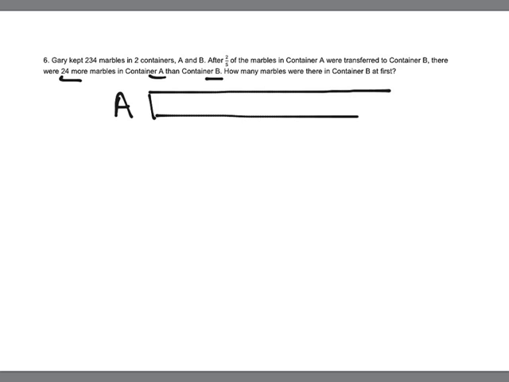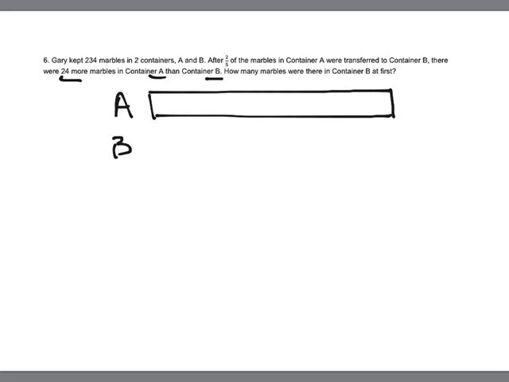In this case, this is a before and after kind of question. Before, we can't draw the model because we don't know which container has got more marbles. But after the transfer, I know that container A has 24 more marbles than container B, which means I can draw the model for the scenario after the transfer. So container A, I will draw so much. Container B, I could wait for a while because I want to establish something.